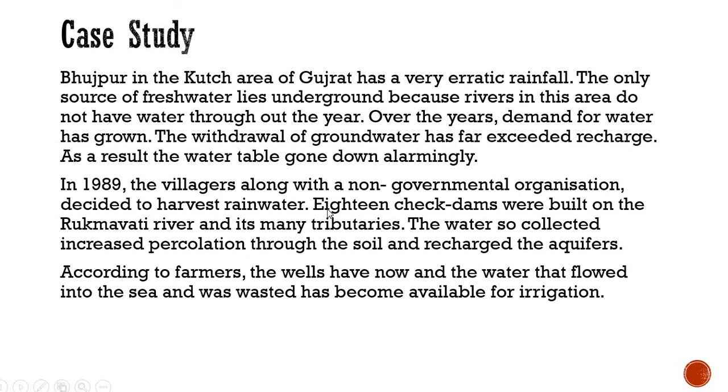So on the Rukmavati river and its many tributaries, 18 check dams were built, and due to that, water is collected. When this water is collected in the reservoir, seepage of water takes place. Water penetrates inside the soil and recharges the aquifers, that is, the underground water. According to farmers, the wells have been recharged, and the water that flowed into the sea and was wasted has become available for irrigation purposes.